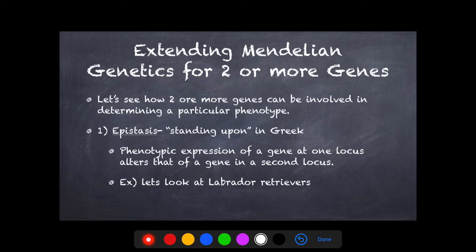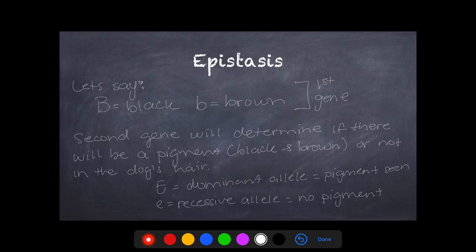So let's see how 2 or more genes can be involved in determining a particular phenotype. There's something called epistasis, which means standing upon in Greek. Basically, this is when the phenotypic expression of a gene at one locus, remember a locus is a specific location of a gene on a chromosome, can alter a second gene at a different locus. This is so cool when you look at it.